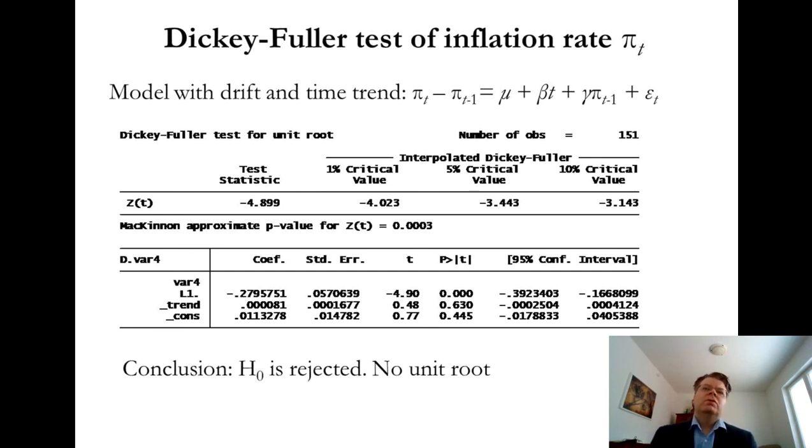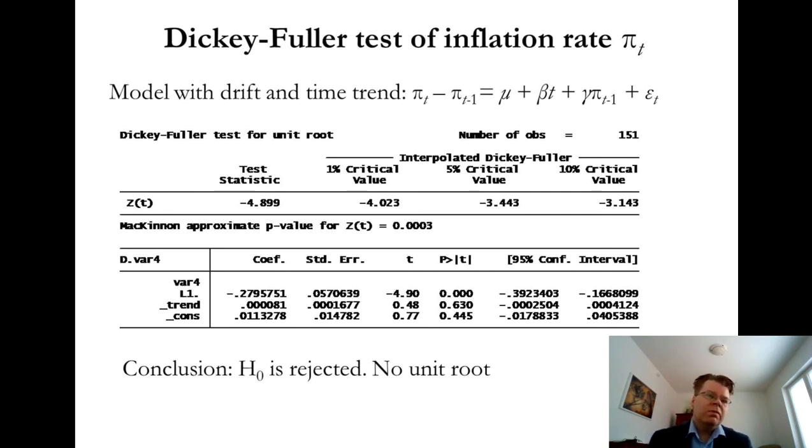Okay, so now when we have used the inflation rate, again I have used this augmented version of the test. So we have this constant term representing the drift parameter, and then we have this linear time trend, and we also have now this difference of the inflation rate. Now we are interested in this first coefficient, and notice that this first coefficient is negative, -0.2795751. The t statistic, if you read it from this regression result, is -4.90, and it's exactly the same as this z statistic in the table above. So this -4.899 is just the same as -4.90. So that's the t statistic.